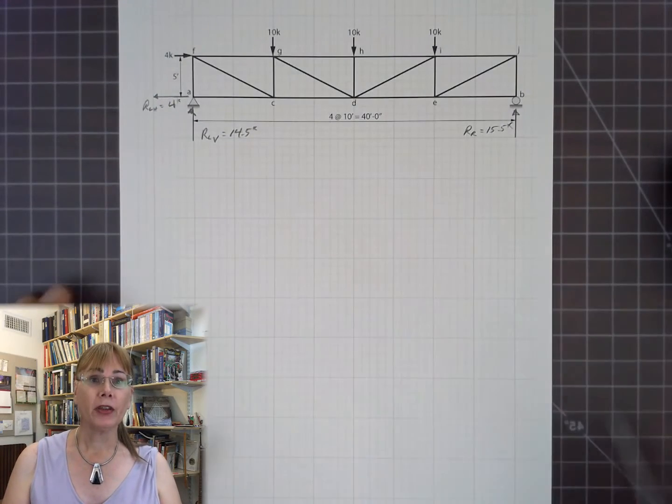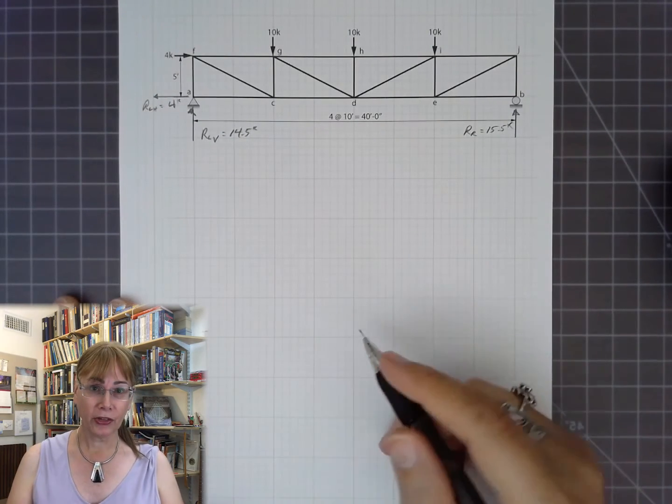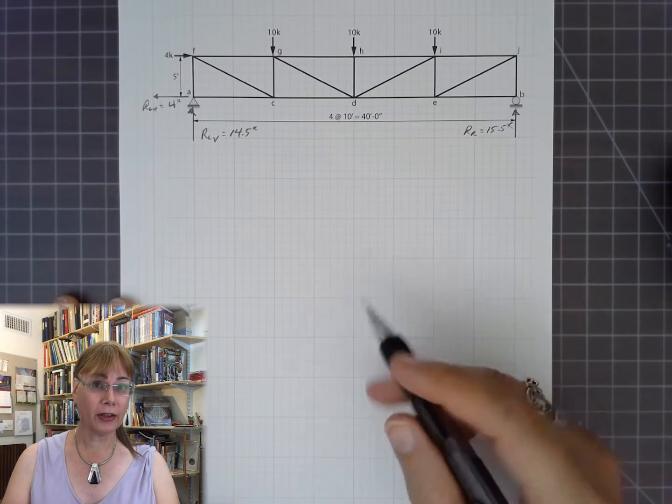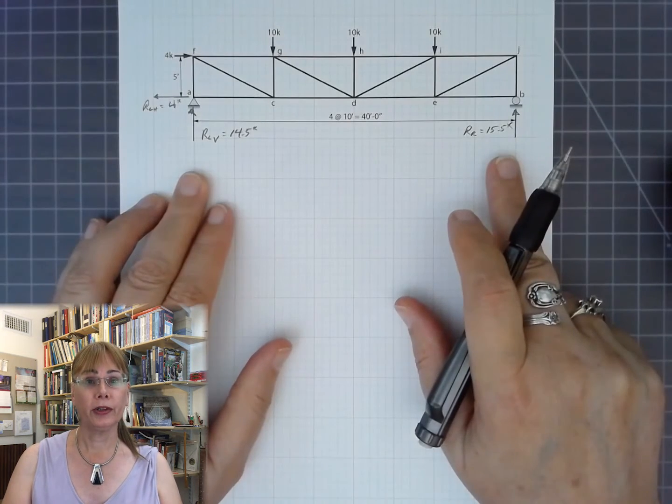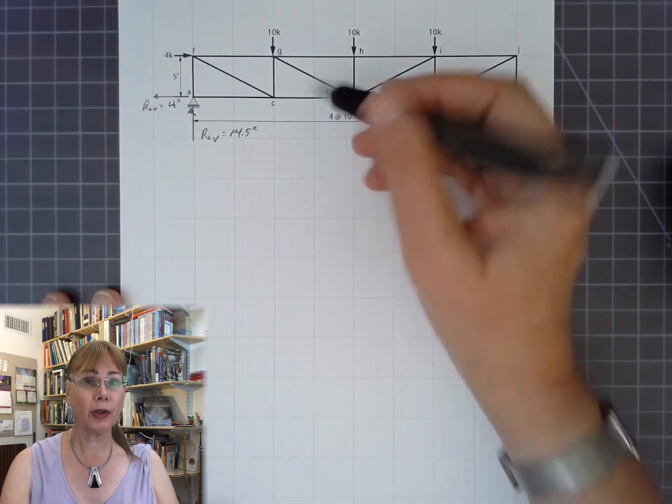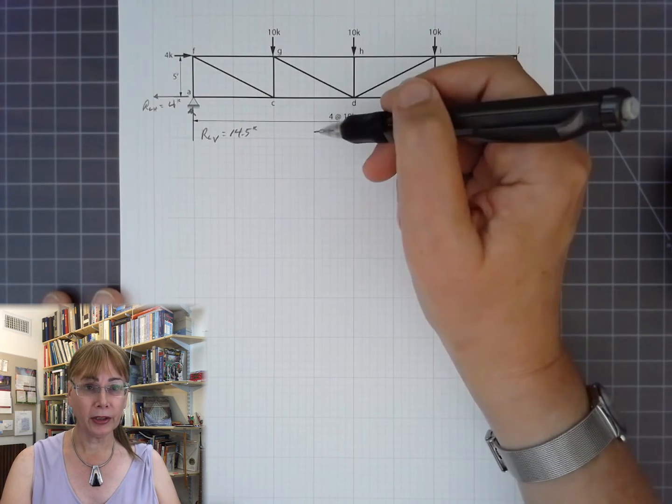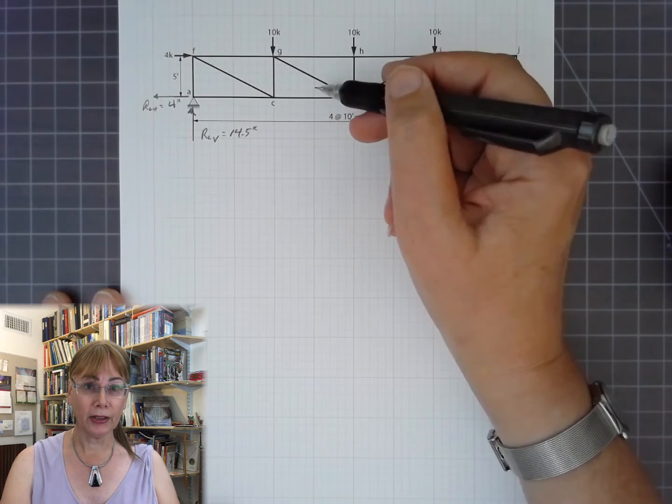Alright, so this is part 2 of the analysis of this truss. For the first part we calculated the reactions, and now what we're going to do is conceptually cut the truss open near the middle here, and we'll do the analysis.